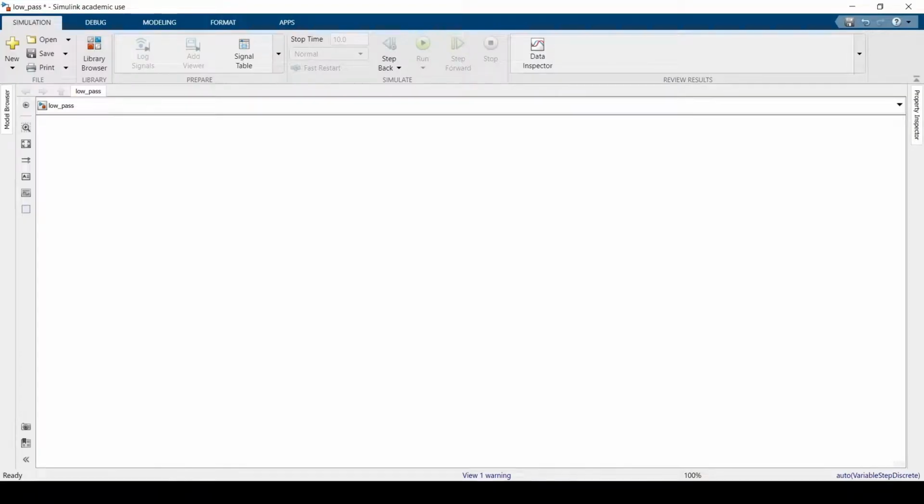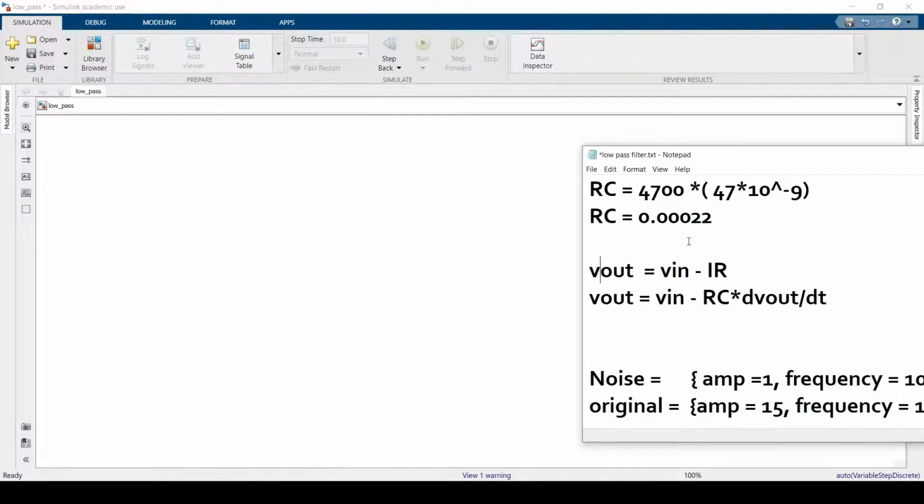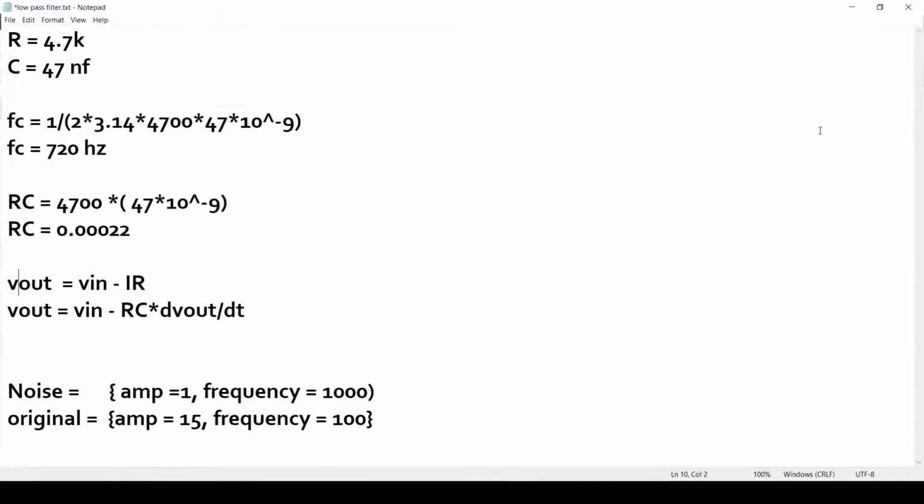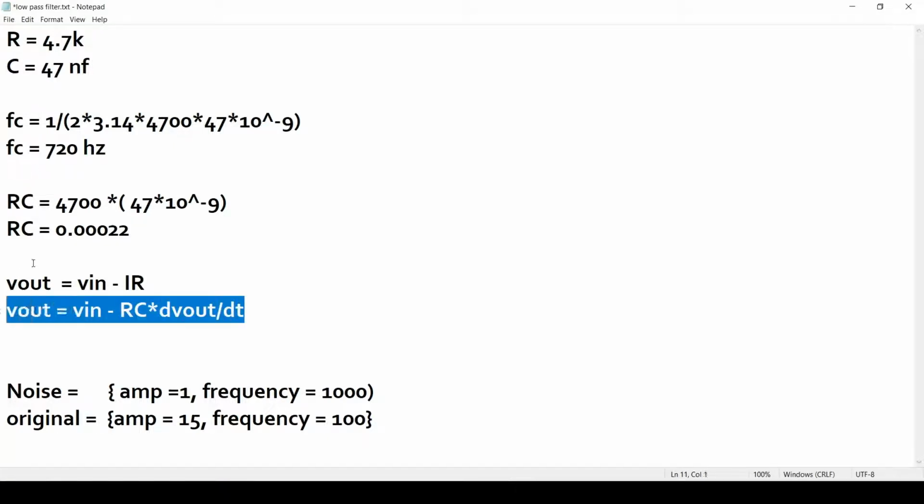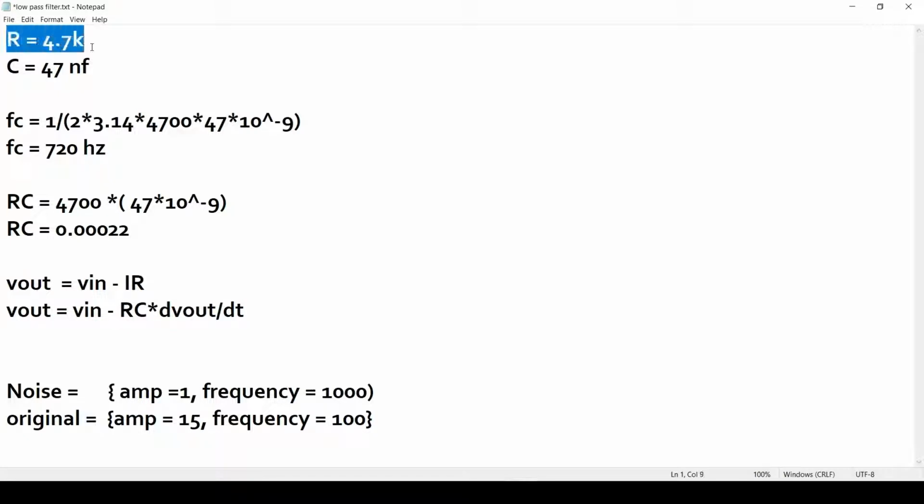So in this video we are going to build a low pass filter using Simulink. So I have written a small note on what values to choose for the resistor and capacitor, and I have derived the output equation here. So let's see. I need to take a resistor of 4.7 kilo ohm and a capacitor of 47 nanofarad.